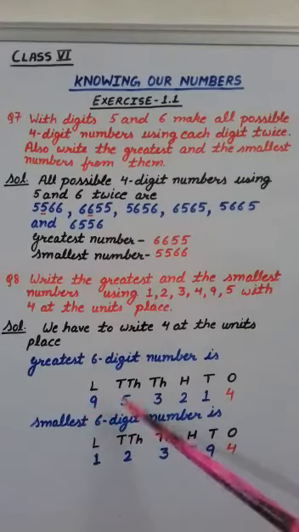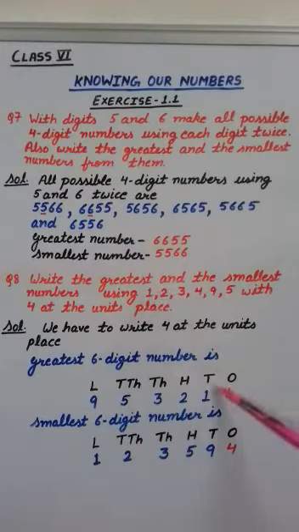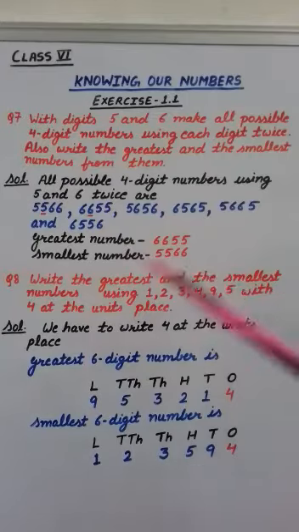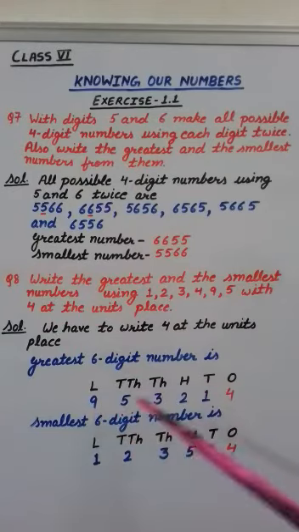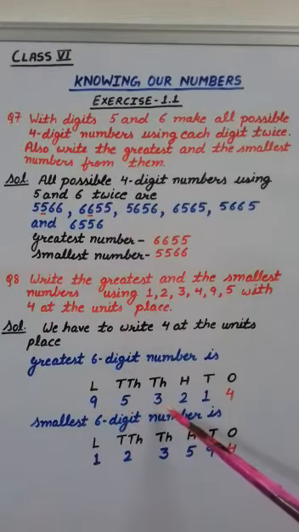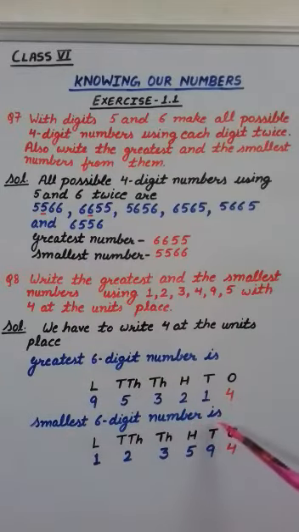Then the second digit, it is 5, next one 3, next 2 and the last one is 1. And ones place, it is fixed because it is given in the question that 4 is at units place. So the greatest 6 digit number is 9,53,214.